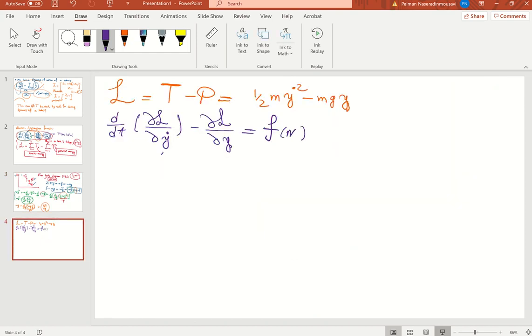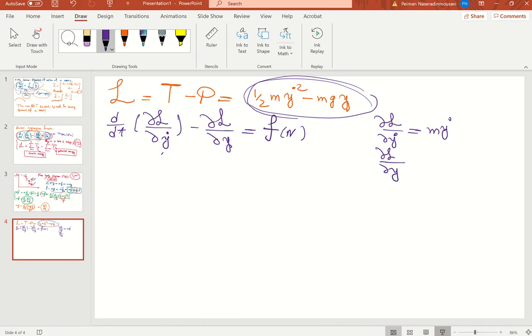Now let us examine that. Round L over round y dot, what is that? It's going to be m y dot. Look at here, the 2 cancels with the one half, leaving m y dot. Round L over round y, do you see y here? No. Do you see it in the potential? Yes, it's going to be minus mg. This is trivial algebra. Now I'm putting this inside the Lagrangian equation to see that it works.